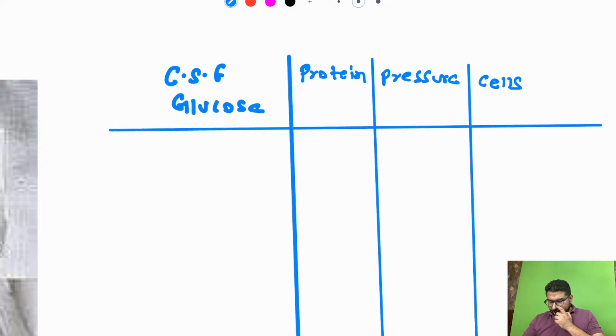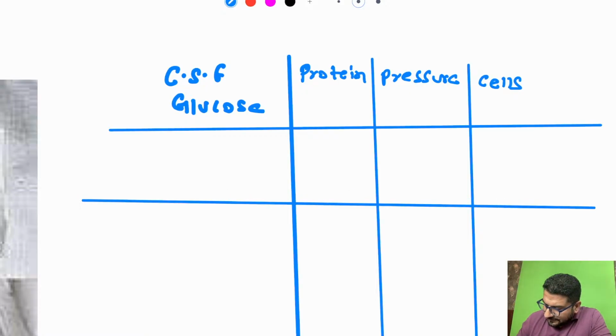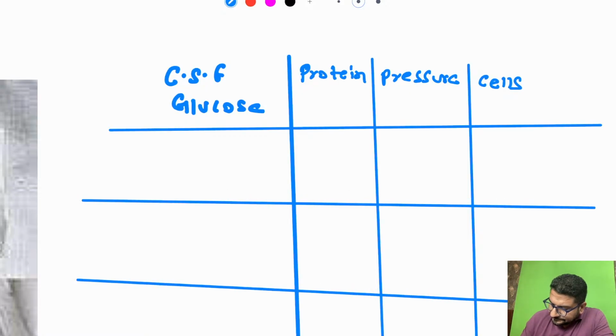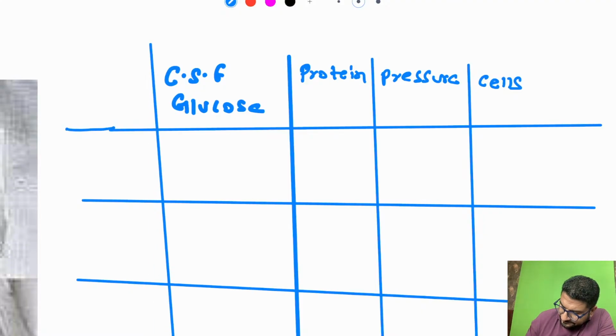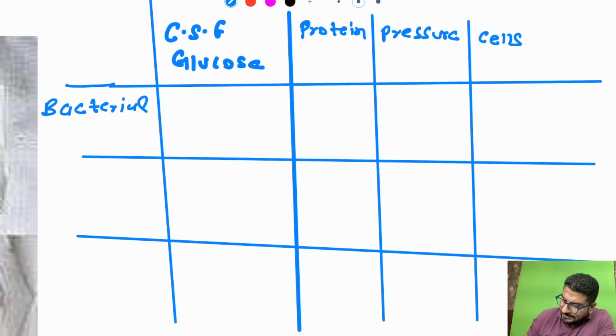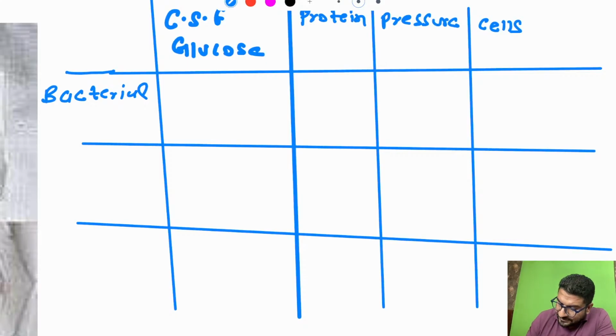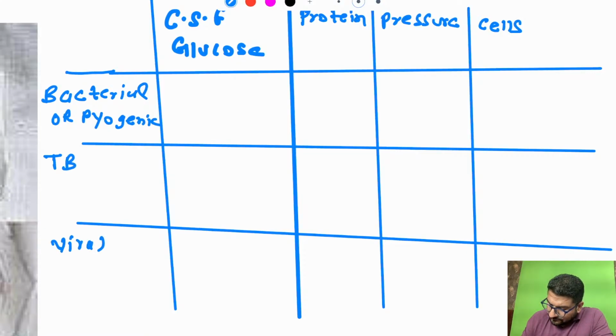Now understand this once. What are the three types of meningitis which we need to differentiate? We need to differentiate bacterial meningitis, which is also called pyogenic meningitis. Then the second type is tubercular, TB meningitis. And the third is viral, which is also called aseptic.